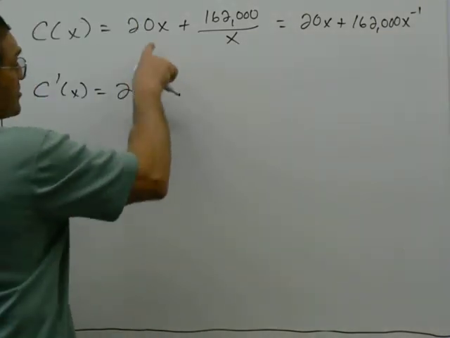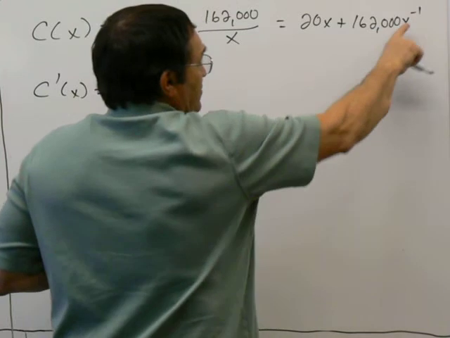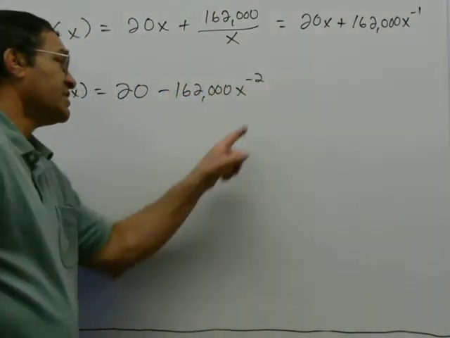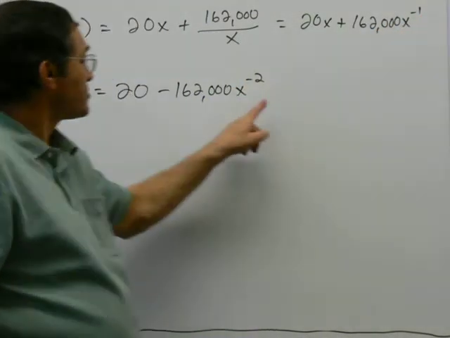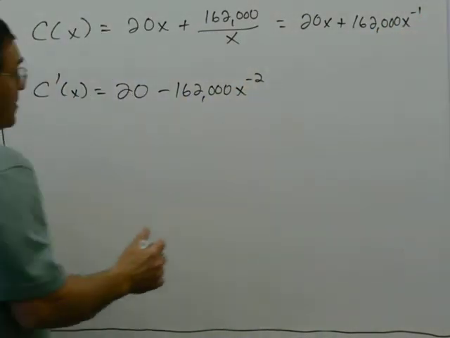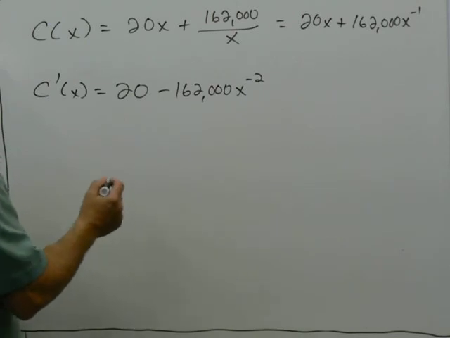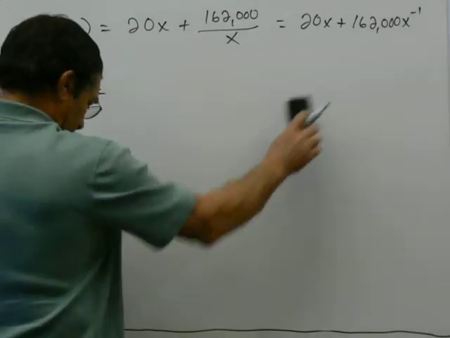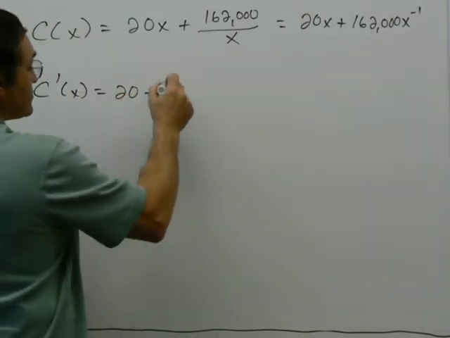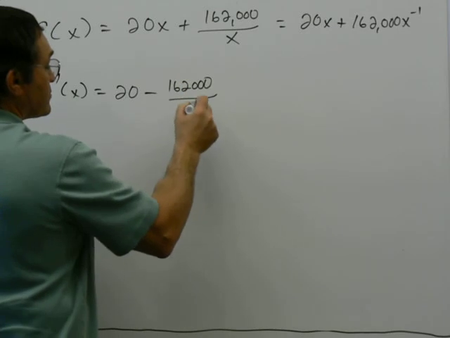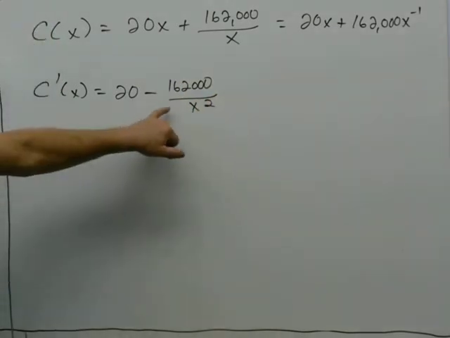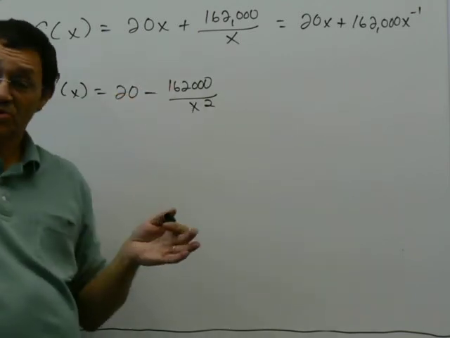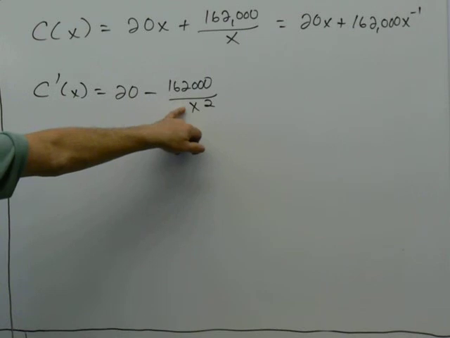So the derivative of 20x is going to be 20. Right here I'm going to take my negative 1 times this coefficient, and then subtract 1 from the exponent. So I get negative 162,000 times x to the negative 2. And in order to evaluate it, you've got that written down, just like this. And so you may want to evaluate the derivative so that when we make a sign graph to test regions, you'll know if the derivative at any given x is positive or negative.